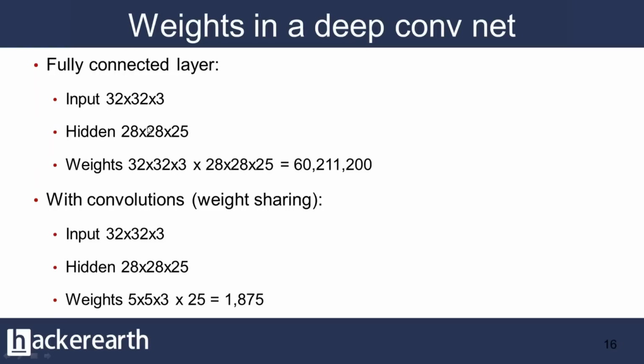So if it was fully connected between the input and the next hidden layer, you would require 32 times 32 times 3 times 28 times 28 times 25, which is 60 million weights. But if you just have convolutional kernels of size 5 by 5 by 3 times 25 of them, 25 different convolution kernels, you require just 1800 such weights. So you have reduced a lot of weights in the process of doing convolution.